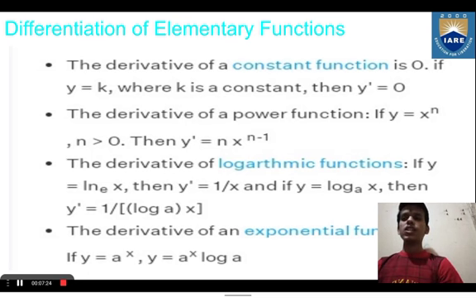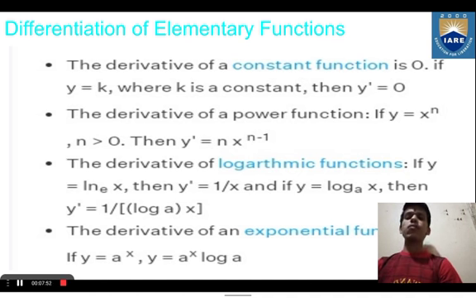So, differentiation of elementary functions: the derivative of a constant function is always 0. If y equals k, where k is a constant, then the differentiation of y, or y dash, equals 0. The derivative of a power function, that is y equals x power n, where n is greater than 0, gives you n into x power n minus 1.